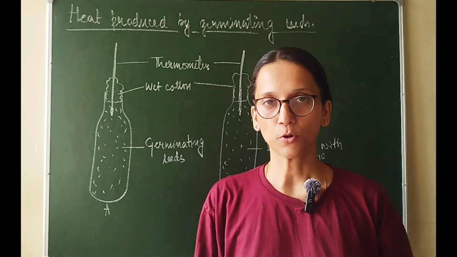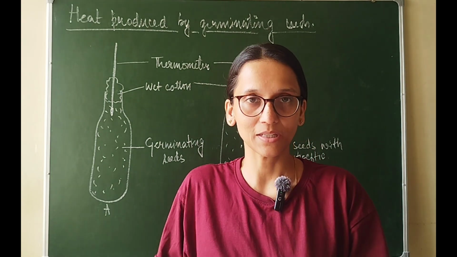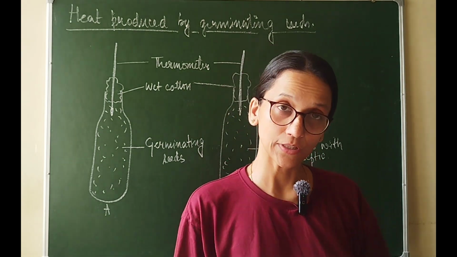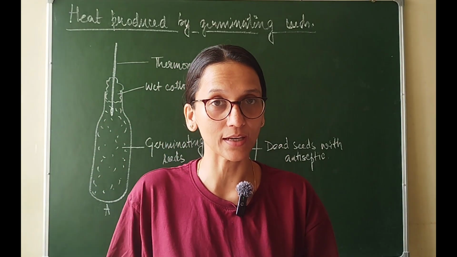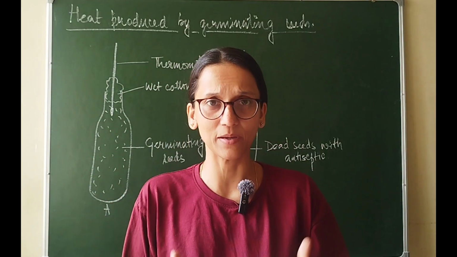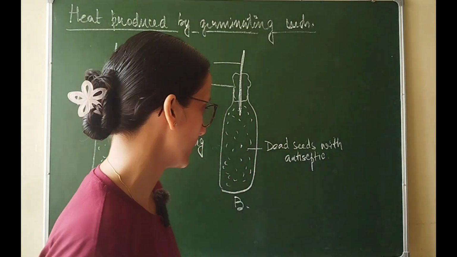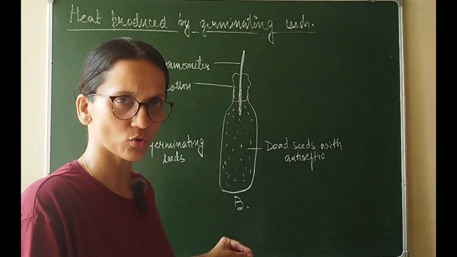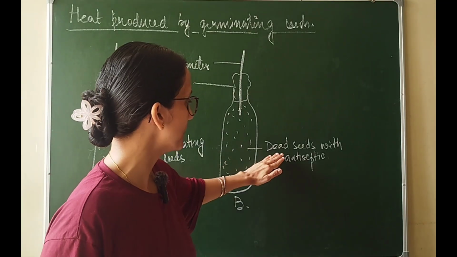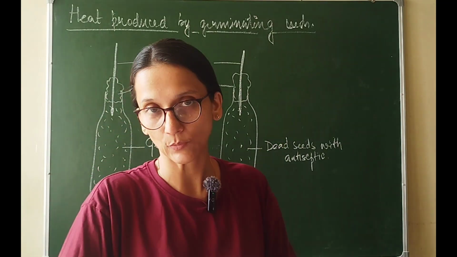Now we will prove another property of germination, that during germination the seeds produce heat. So for this we have taken two thermoflasks. Thermoflasks, you know, are containers which do not allow heat to pass out. It remains trapped within the flask. So we have taken two flasks, A and B. In flask A we have taken soaked germinating seeds, and in flask B we have taken dead seeds, and you already know what we have to do with it.